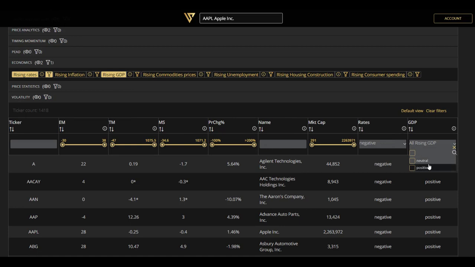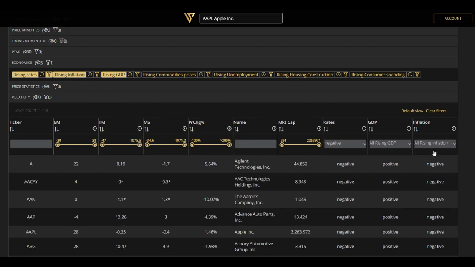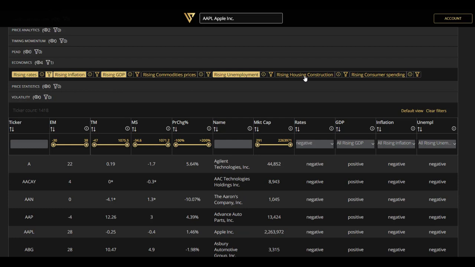Now rising GDP could be neutral or positive. Some stocks actually don't move much, others move a lot. So here you can filter again. Rising inflation, same thing, right? Positive, neutral, or negative. Rising employment, housing construction, and so on.